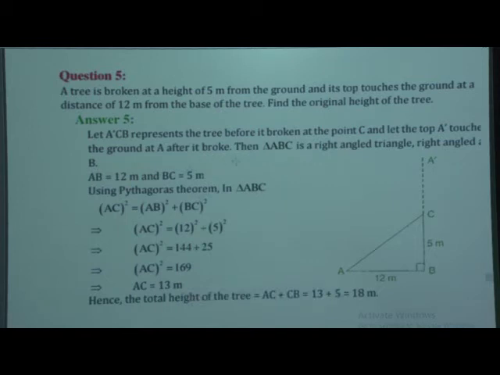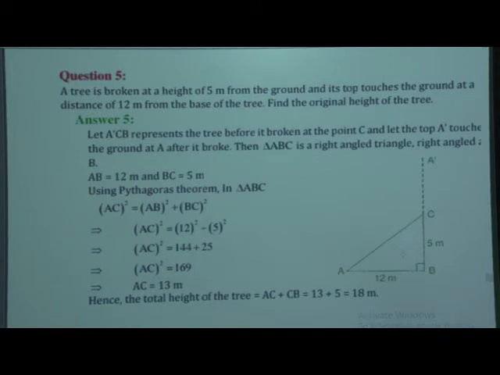Then triangle ABC is a right angle triangle at B. So the height of the tree was given to us, and where it was broken is also given to us. So we have made the right angle at B, that is 90 degrees.